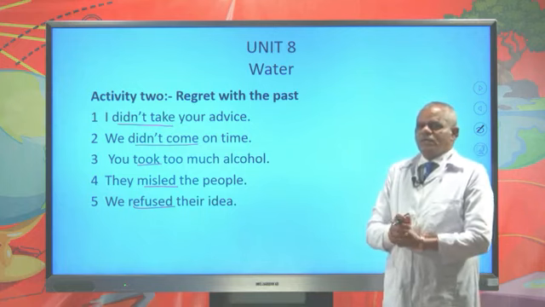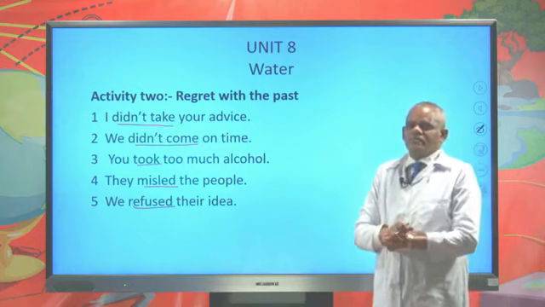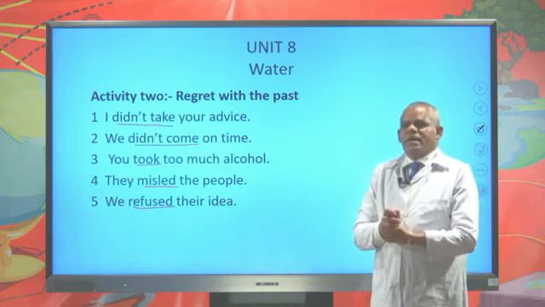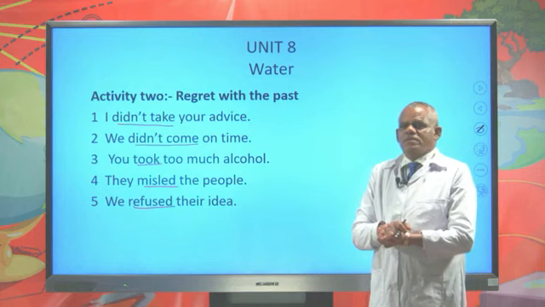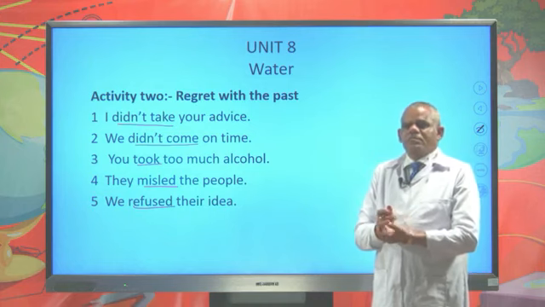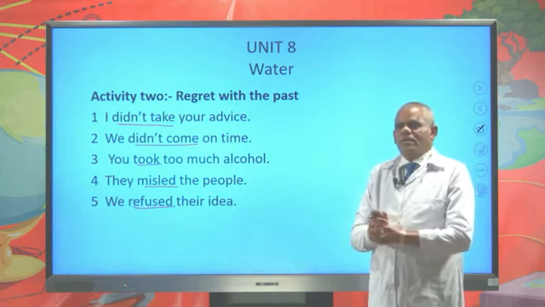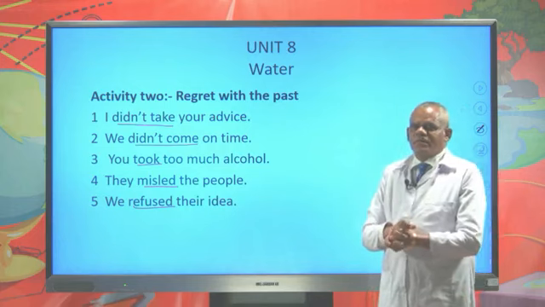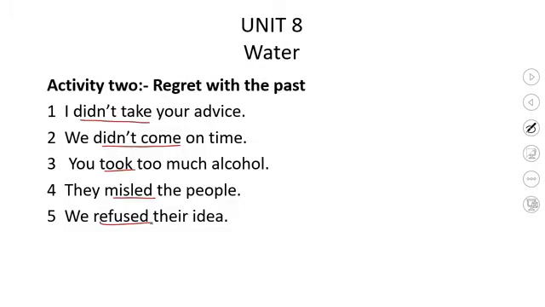So, as we have discussed so far, the structure is subject plus wish plus subject plus had plus verb 3 form, or past perfect tense, in other words, and then you can complete the sentence. I didn't take your advice. So how can the speaker express his regret? Before I give you the feedback, take time please.